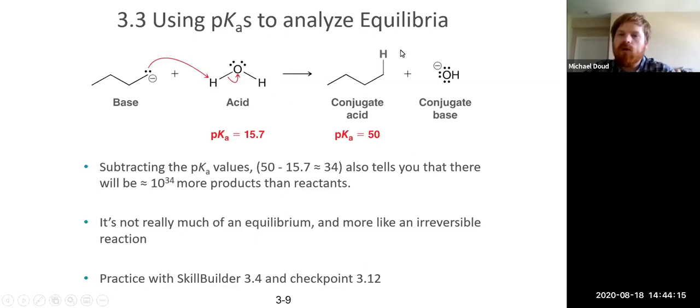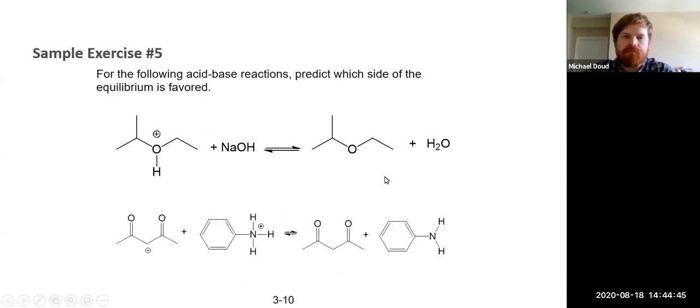So naturally at equilibrium, we know that it's going to favor the products. Not only that, you can estimate: 50 minus 16 comes out to 34. So there's 10 to the 34th more products than reactants. In this case, because that's such a huge difference in the equilibrium constant for the reaction, it's essentially an irreversible reaction. The reverse reaction does not occur on an appreciable time scale. Okay, so go ahead, sample exercise number 5. This is where you're going to use the pKa's and tell me which side of the reaction is favored. And again, we'll cover this in a separate video.